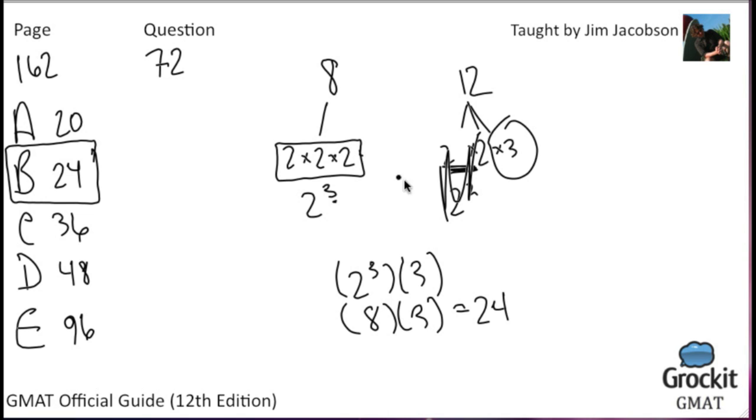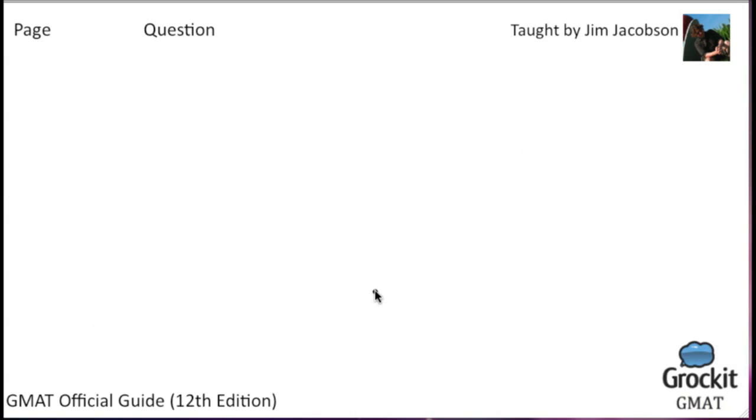But this same method would work if you had come up with 528 and 1246 or something ridiculous. You could factor all of these out, figure out what common factors they have, and then only multiply the ones that they do not share, so that every factor is used at least once. Choice B, correct answer. On to 73 on 162.